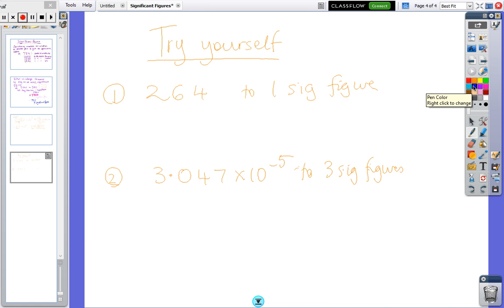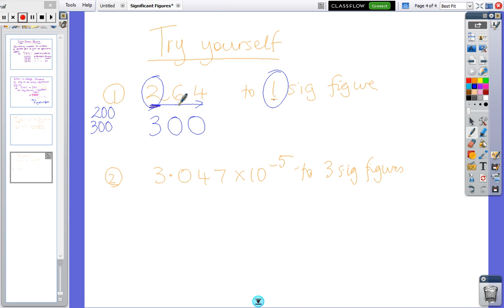Okay, so one significant figure. Hope that's a blue. Okay, so there's the number. The next number is a 6, which means we round up. So 2 becomes 3, and the scale is in the hundreds because we've got 264, so it becomes 300. So to one significant figure, 264 becomes 300. We're looking at the 2. So our choices were 200, or we round up to 300. Like 264, it's either 200 or 300, but the 6 means we round up, and so it becomes 300.